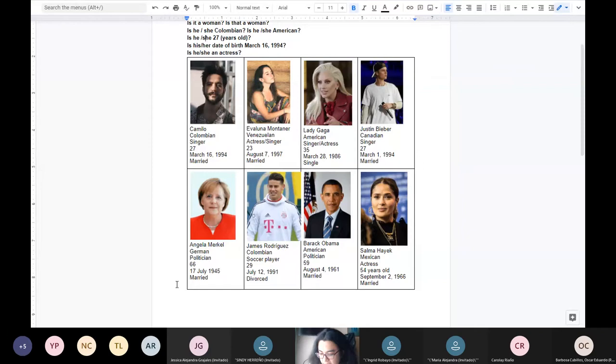So the first person, la primera, Lady Gaga. Next person, ahora otra. So who wants to do it? First question, guys: is it a woman? No, it is not. Is he, she, Colombian? But you have to make a decision. Is he or is she? Is he Colombian? Yes, he is Colombian. Is that a man? Yes, it is a man. Is he a soccer player? Yes, he is a soccer player. He is James Rodriguez. Exactly. Very good.